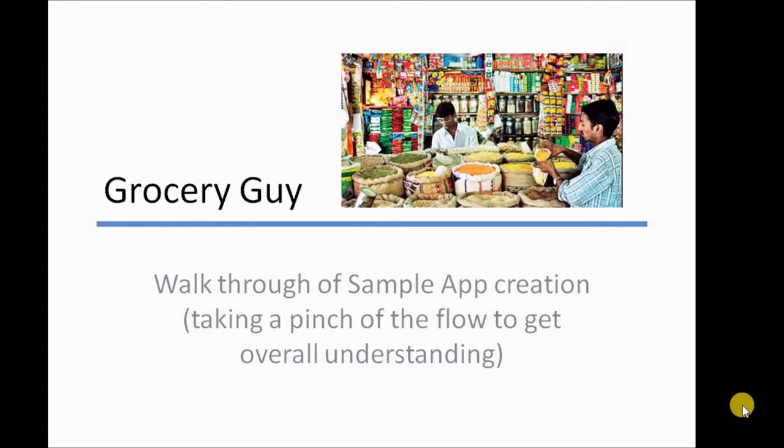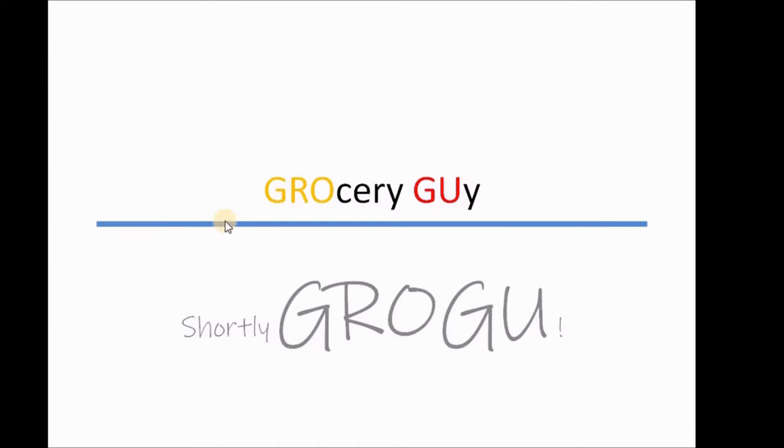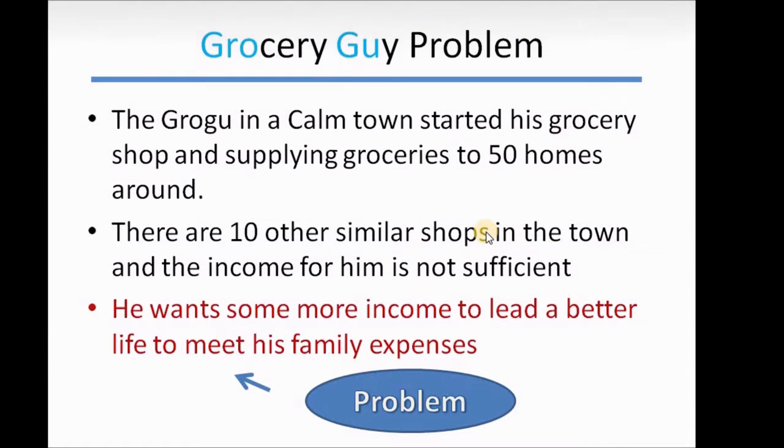In this video, we are going to see a live sample app creation, the grocery guy. I'm going to call the grocery guy, shortly, Grogu. Any business starts with a problem. Our Grogu is living in a calm town and he opened a grocery shop and is supplying groceries to almost 50 homes in the town.